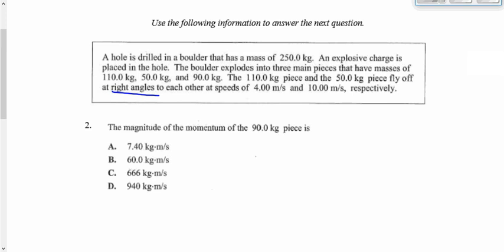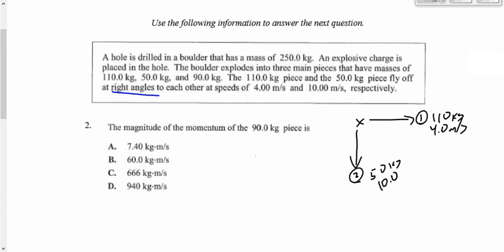There's a bunch of different ways that we could draw this. Here's the way that I drew it. I said object number 1 goes off this way, has a mass of 110 kilograms and a velocity of 4 meters per second. I said object number 2 goes off this way, has a mass of 50 kilograms and a velocity of 10 meters per second. And therefore, fragment 3 goes off this way.